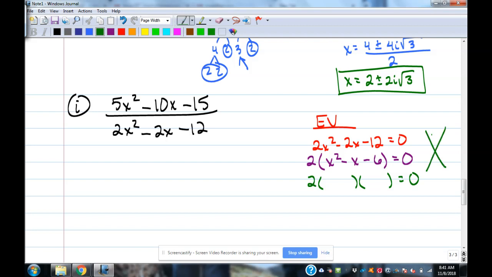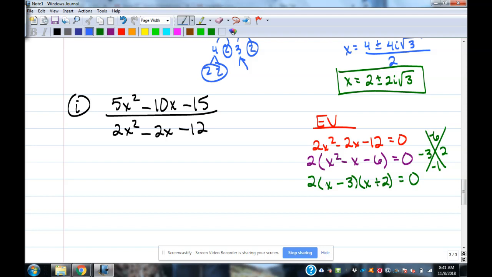X method on that. Multiply to be negative 6, add to be negative 1. Negative 3 and 2. So that means my factors are x minus 3, x plus 2, right? I can use that shortcut because there's nothing in front of that x squared on the purple line there. That shortcut's going to be handy. That's going to happen quite often with this stuff.